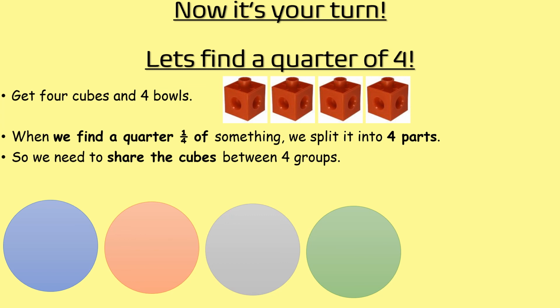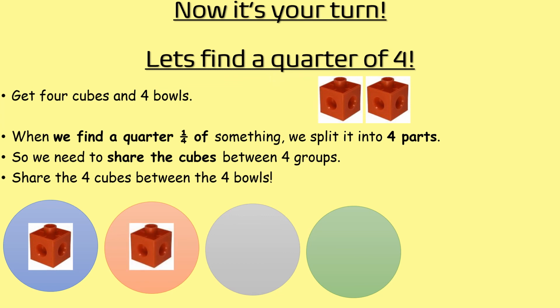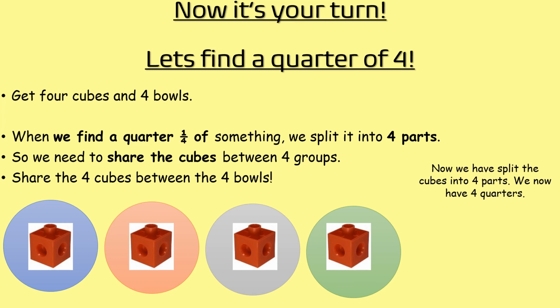Let's have a look. Let me have a go now. So I'm going to take 1 cube and give it to the blue group. Take another cube and give it to the red group. Take another cube and give it to the purple group. And another cube and give it to the green group. Now I took my 4 cubes and I shared them into 4 groups. So now we have split the cubes into 4 parts. And if we've split something into 4 parts, we've split it into quarters.